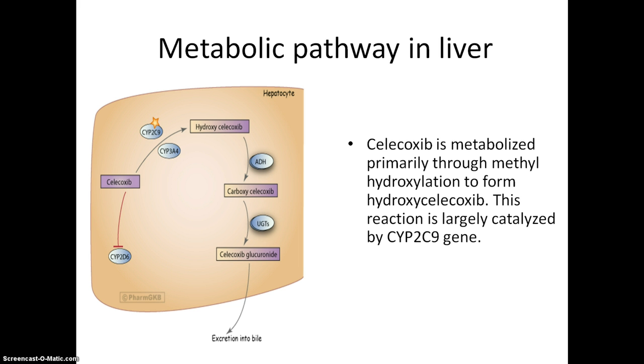This slide shows the PharmGKB diagram of how Celecoxib is extensively metabolized in the liver, and how the CYP2C9 gene catalyzes the reaction where Celecoxib is metabolized to hydroxycelecoxib through methyl hydroxylation. It's been found that Celecoxib also binds to some CYP2D6 substrates, but those that have a narrow therapeutic index.